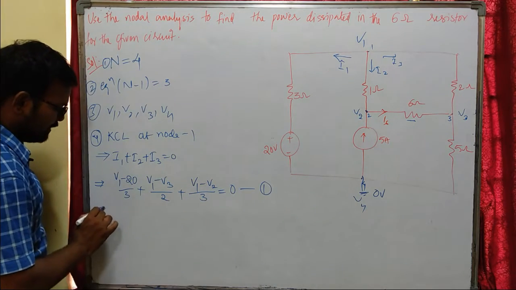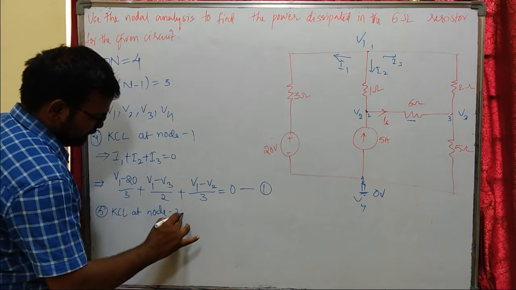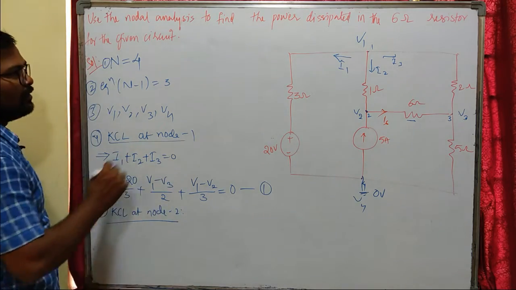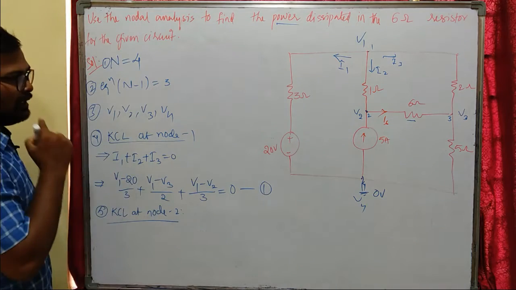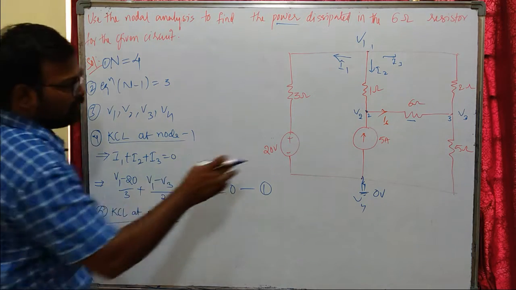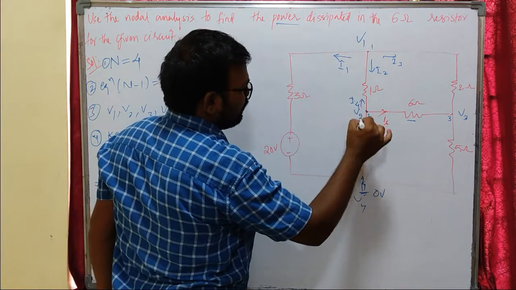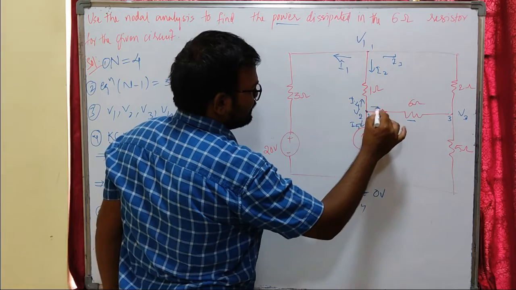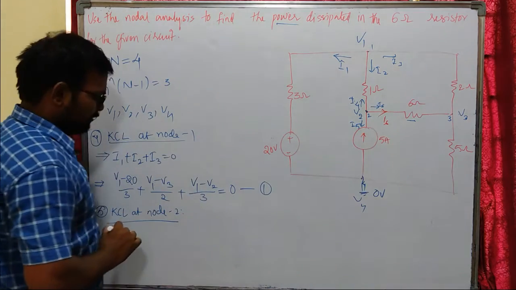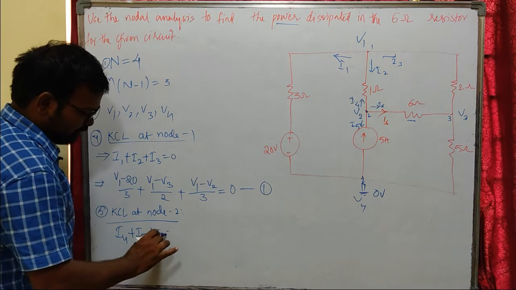Now let us apply KCL at node 2. This is the same process, the only difference is that we are going to find the power here. For that we are going to calculate the current through the 6 ohm resistor. So I am going to apply KCL at node 2. Here we have I4, this is I5 and this is I6. So I4 plus I5 plus I6 must be equal to 0 according to KCL.